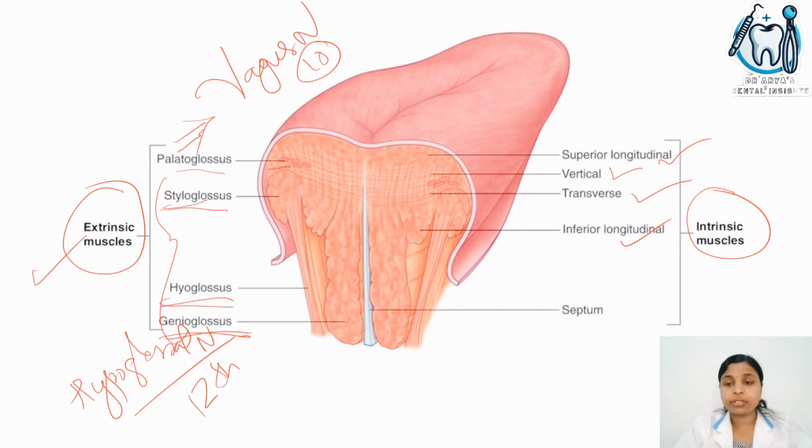So what is the mnemonic for remembering the cranial nerves? It is Uta Fagva. It is explained in detail in a previous video; you can watch that video if you have not watched it. That is the mnemonic for remembering the cranial nerves: olfactory, optic, oculomotor, trochlear, trigeminal, abducens, facial, auditory, glossopharyngeal, vagus, accessory spinal, and hypoglossal. So hypoglossal is the 12th cranial nerve and vagus is the 10th cranial nerve. So palatoglossus is supplied by the vagus nerve.